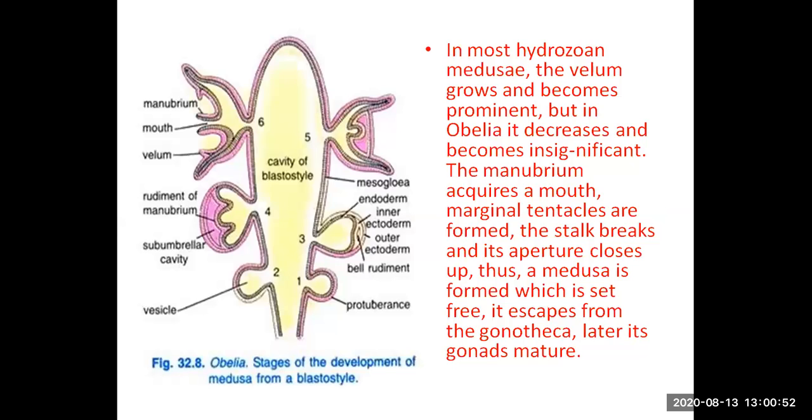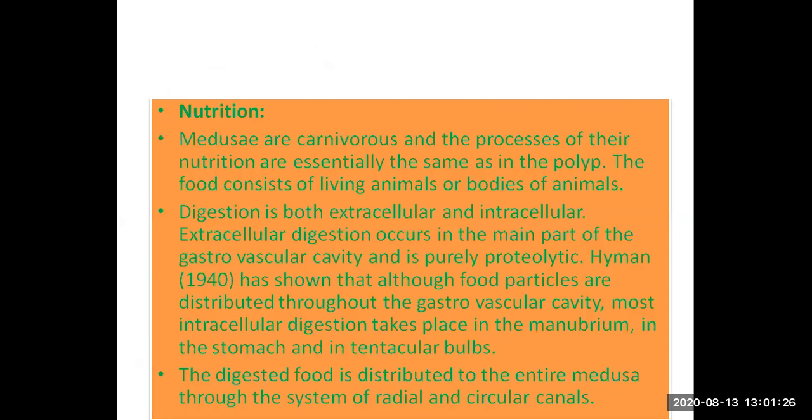In Medusa, the velum grows and becomes permanent. In Obelia it decreases and becomes insignificant. The manubrium acquires a mouth and marginal tentacles are formed. At the start, a break occurs and the aperture closes up. The medusa is formed and set free. It escapes from the gonophore. Later it develops gonads.